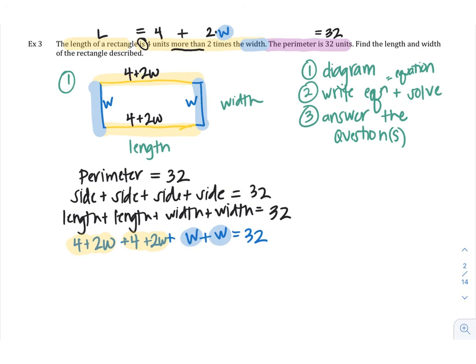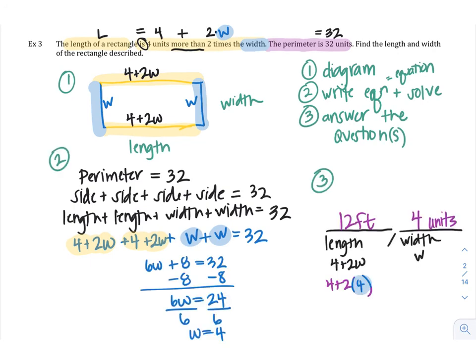We need to find the missing length and width, so I'm going to pause the video. I want you to try to solve for W and answer the question. Unpause the video when you're ready to check your answer. So you can double check that you got the length to be 12 and the width to be 4. I shouldn't say feet, it's units. I don't think feet was used anywhere. So we're going to say units.